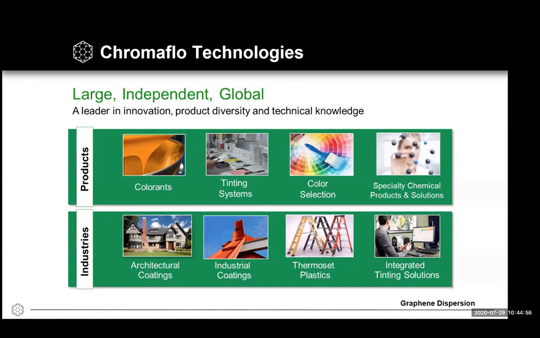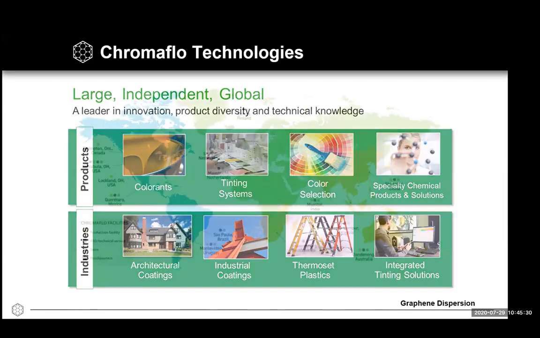So Chromaflow is a global manufacturer of colorant and specialty chemical additive packages and dispersions for the architectural, industrial coatings markets, as well as for the composites industry. We've been in business of making dispersions of carbonaceous materials on nanoscale for about 25 years. Some of our largest commercially sold products in the world are based on that type of technology.